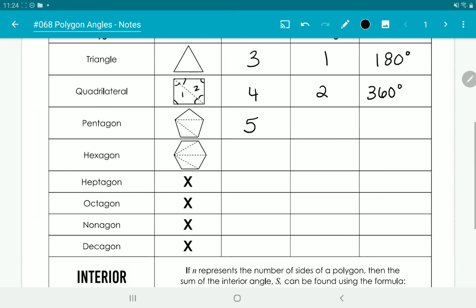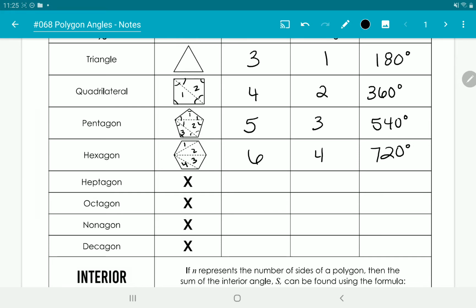Okay, 5-sided shape is a pentagon. You can see there's 1, 2, 3 triangles here. If we add 180 for each, so 180 plus 180 plus 180, or 180 times 3, we're going to get 540 degrees. So in every pentagon, the interior angles will add to 540. A 6-sided figure is a hexagon. Okay, 1, 2, 3, 4 triangles. 4 times 180 is 720 degrees.